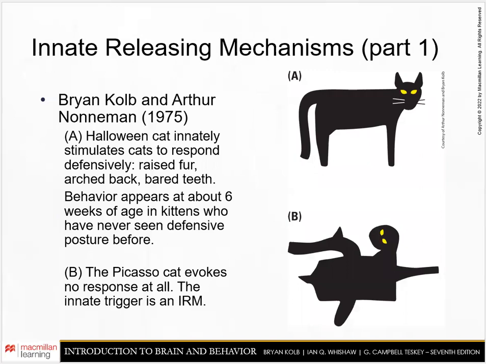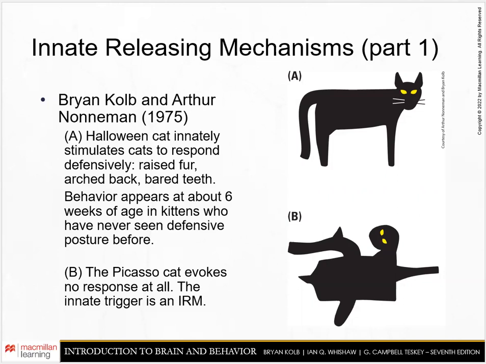There were other researchers who had discussed this and described it. So in figure A, we have this Halloween cat that innately stimulates cats' defensive response, like the raised fur, the arched back, the bare teeth, that kind of thing that we can immediately recognize in a cat as defensive behavior. And as I said before, this type of behavior appears around 6 weeks of age in kittens. So this isn't something that they have likely seen. Even in the case where the kittens are removed from the parent cat, the kittens still will innately respond in this way, even if they've never learned this behavior before.